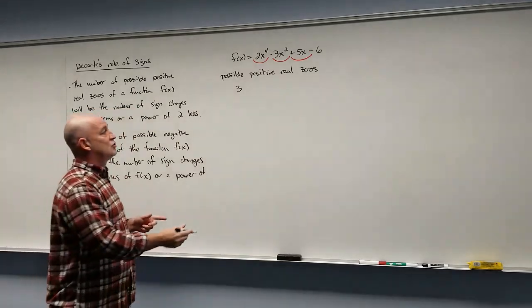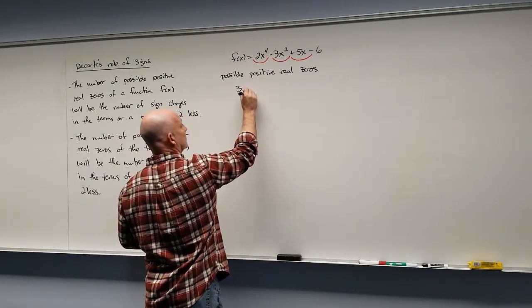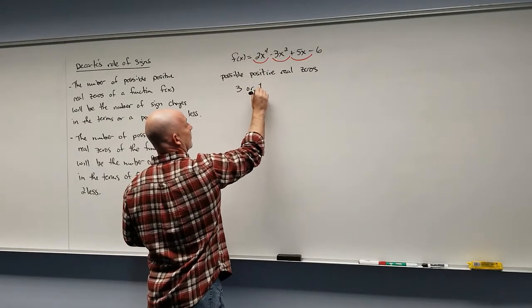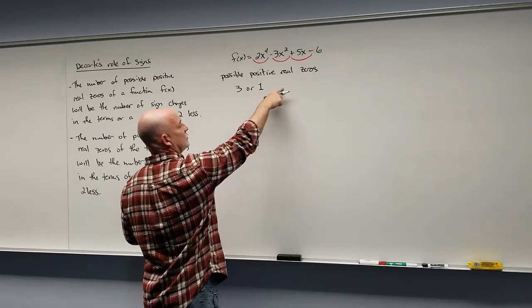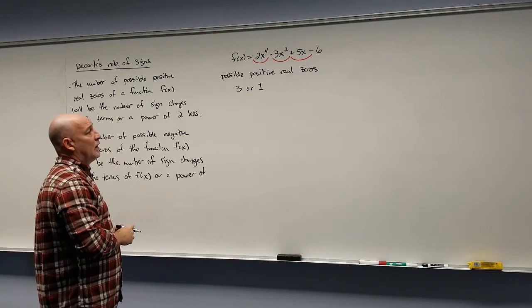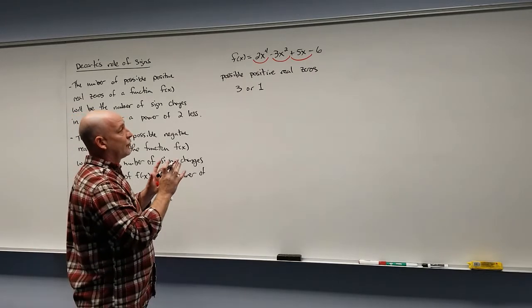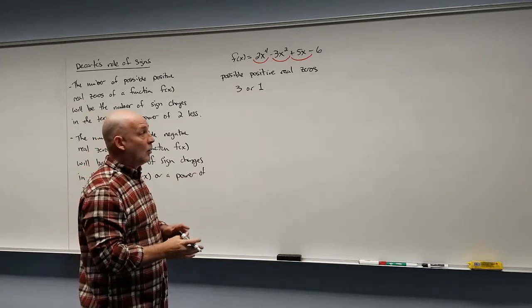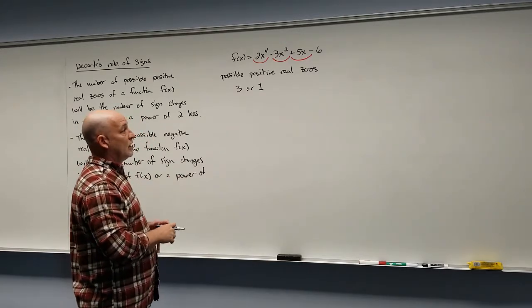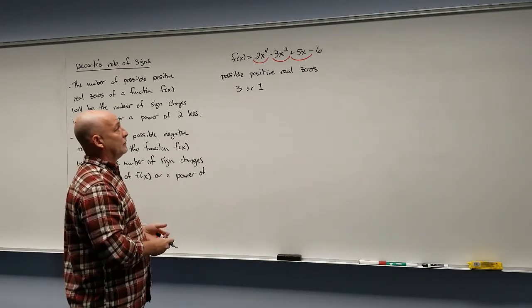Now all that means is just take whatever number you get, the number of sign changes, and start counting down by 2. So it's going to be 3 or 1. Now if we count down by 2 again, it doesn't make sense because we're counting something. So we know for this polynomial, there's possible 3 positive real zeros or 1 positive real zero. You're never going to have 2 positive real zeros for this. It's either going to be 3 or 1.